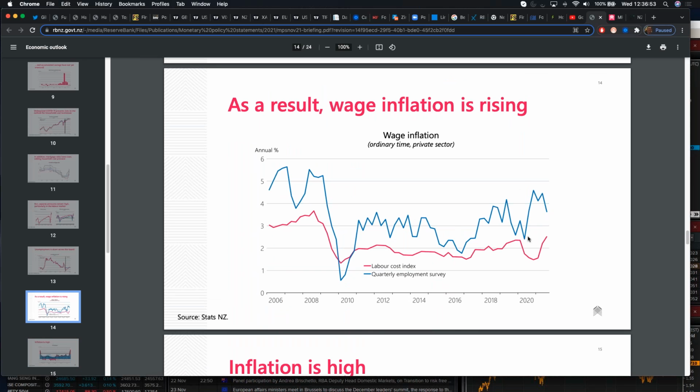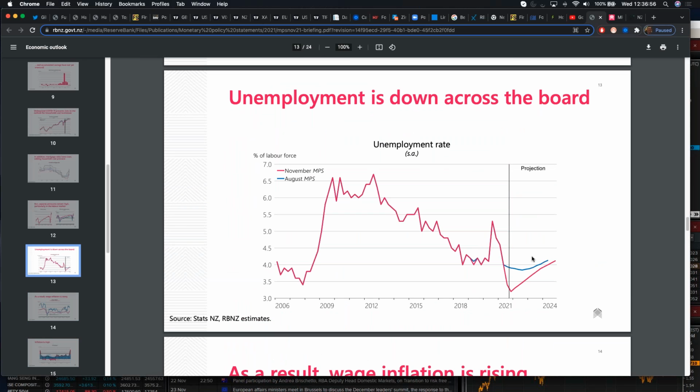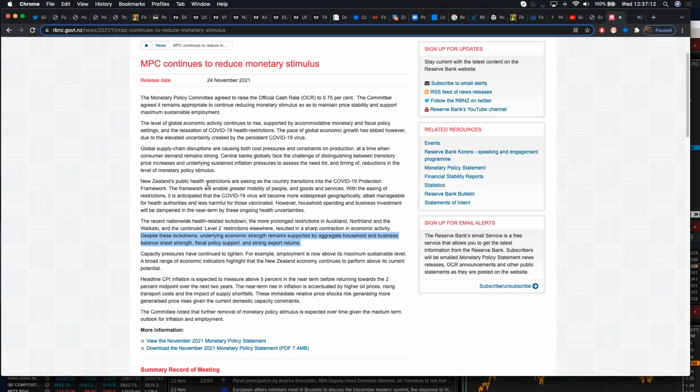Wage inflation is actually rising, and unemployment was at a decade low, at 3.5% of the labour force. So only 3.5% of the labour force was actually unemployed. Fantastic levels, and actually in the minutes they say employment is now above its maximum sustainable level. A broad range of economic indicators highlight that the New Zealand economy continues to perform above its current potential. So in other words, it's doing very well, and headline CPI inflation is expected to measure above 5% in the near term, but they do expect it to return to target.